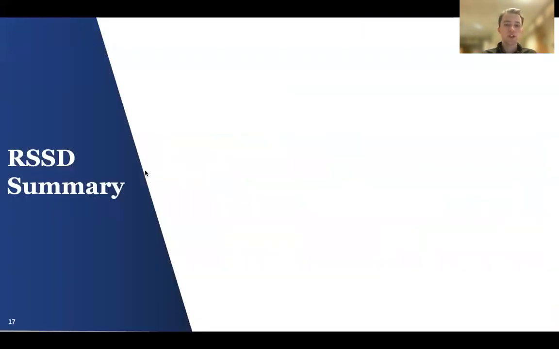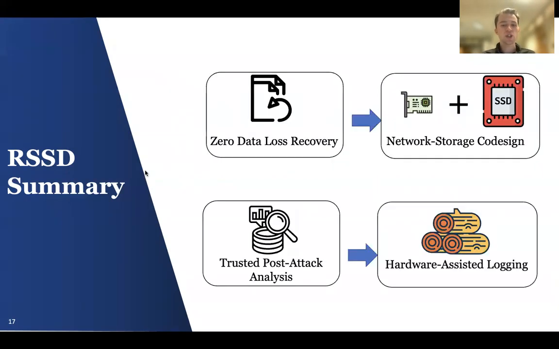In summary, we present 3 new attacks to represent evolutions in ransomware and identify zero data loss recovery and trusted post-attack analysis as critical to preventing these evolutions. We build RSSD to implement these with network storage codesign and hardware-assisted logging.